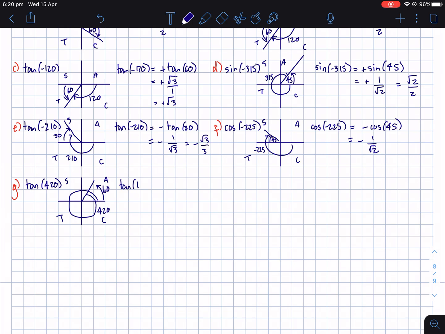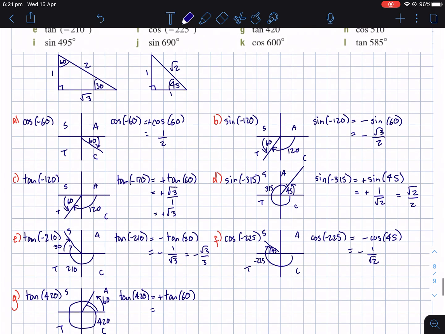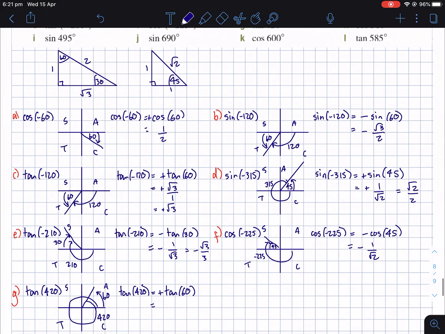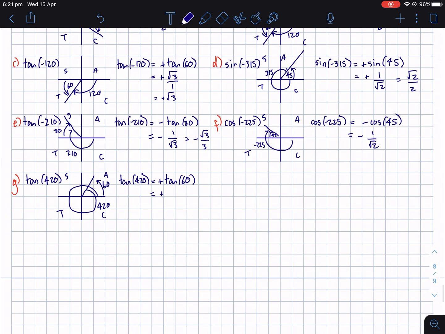Tan 420. So this is going to be positive tan 60, which means, and if we look at our triangle for tan 60, offset over adjacent, root 3 on 1. So it's positive root 3 on 1, which is just positive root 3. Okay, GH.